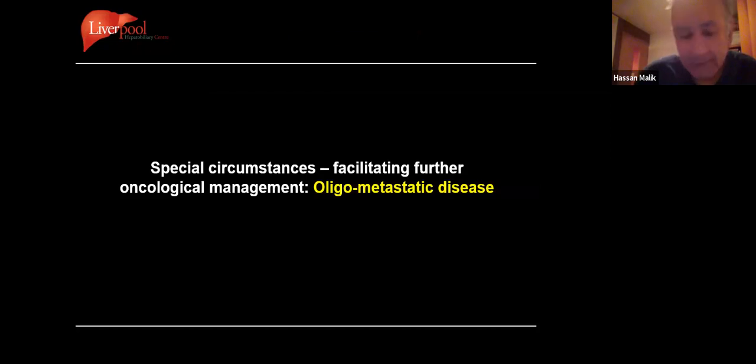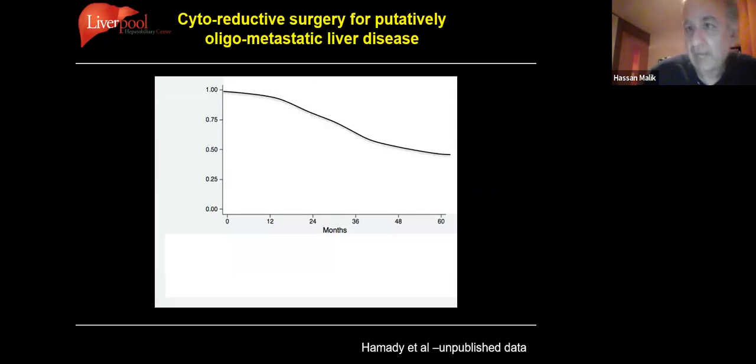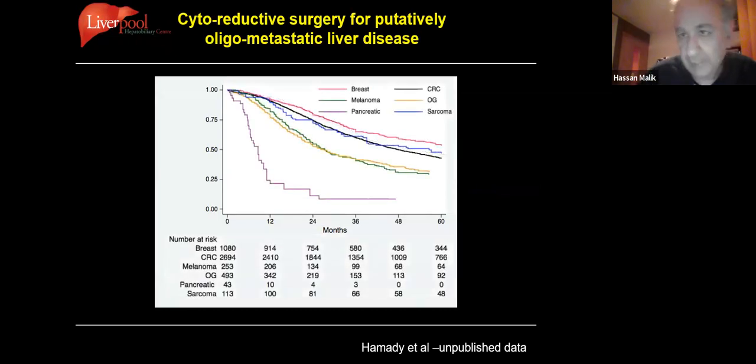What about oligometastatic disease? Well, half of my job is as a liver surgeon. This is the data you have for resection of colorectal liver metastases. This is similar to most of the big series. But then if you have other primary tumors causing oligometastatic disease, you can see the outcomes in select patients, I have to say, can be consistently good. And that's in breast cancer, in sarcoma, and that includes GIST, comparable, if not better, than colorectal liver mets.